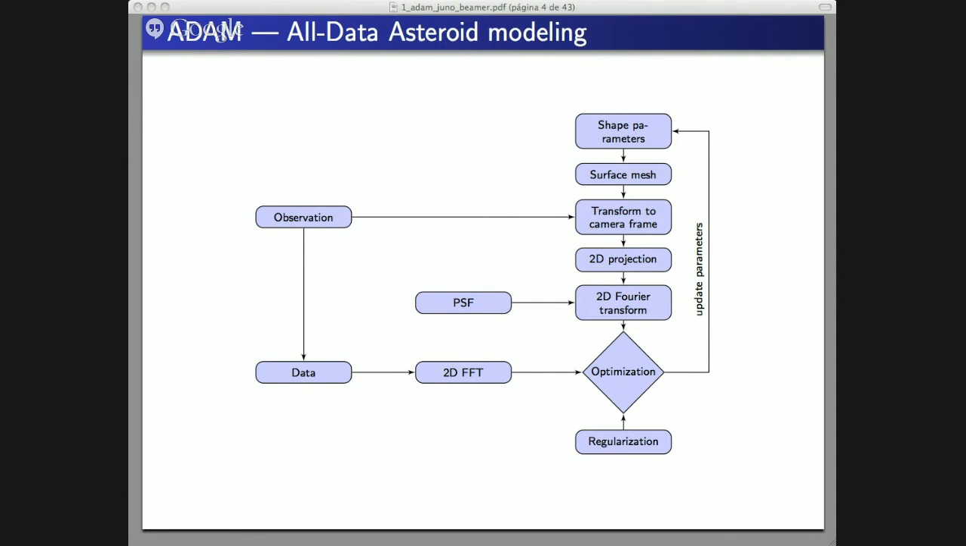And of course, another thing is that one pixel, one local feature is converted to a global feature on the Fourier plane, so we don't get stuck in local minima so easily. And of course, we can include the point spread function easily, and we can do the convolution operation during the shape optimization.